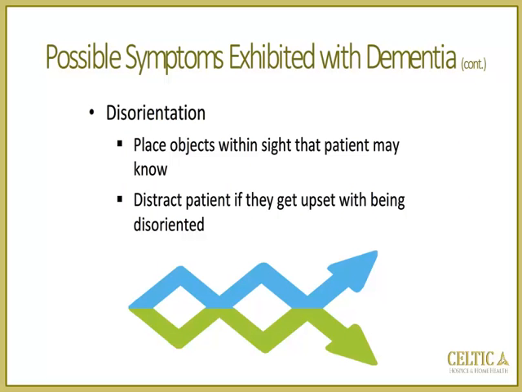Because of the memory issues, disorientation is another possible symptom exhibited with dementia. Make sure you have the patient in a familiar area, or place objects within sight that the patient may know. Try to distract the patient if they get upset with being disoriented.